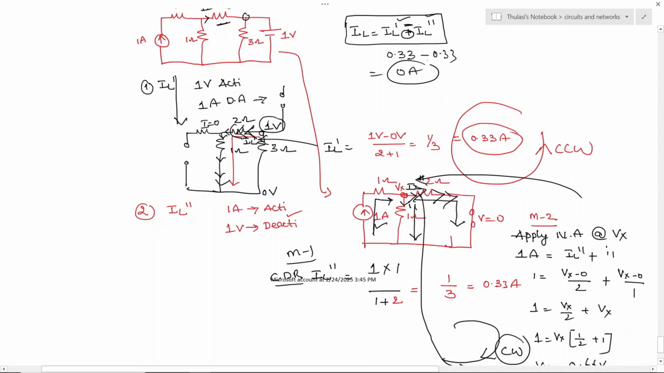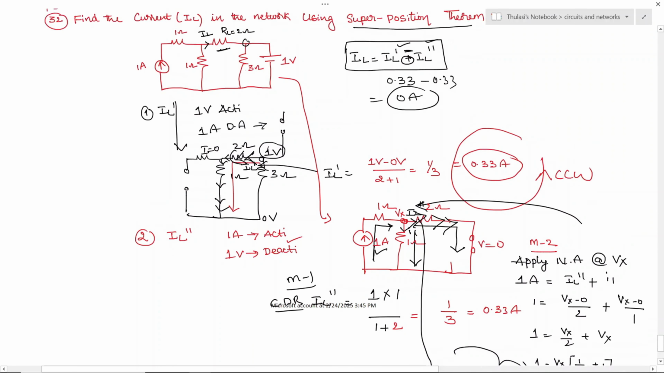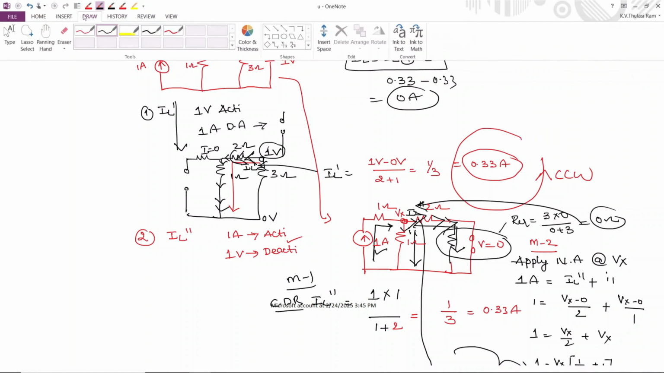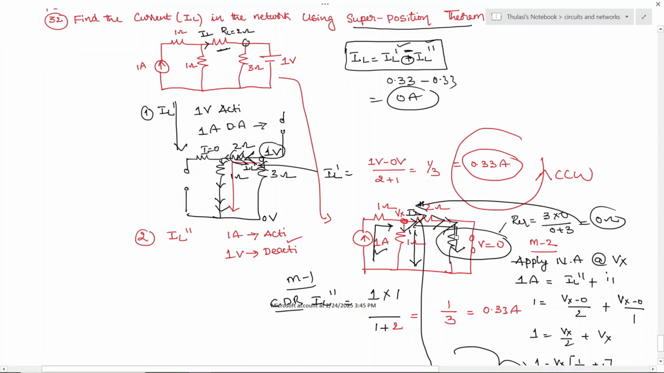This is how to solve the problem when more than one source is given. For those who are unable to understand why this 3 ohm resistor was removed: these two are in parallel. If you find R equivalent also, you will get 3 into 0 divided by 0 plus 3. The answer is 0 ohm, which is also equal to a short circuit. Since it is equal to a short circuit, there is no need for this resistor. That's why this resistor is removed, and successfully we have found the answer.